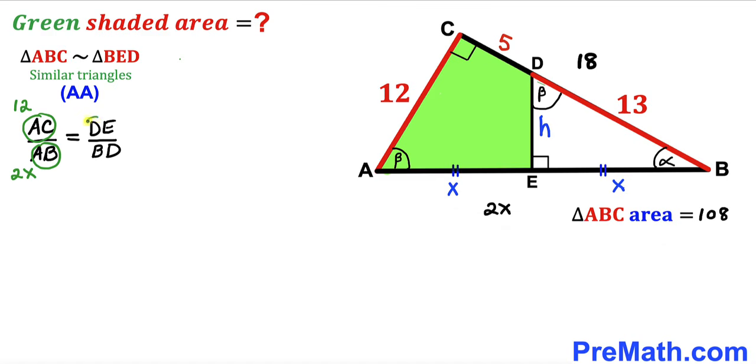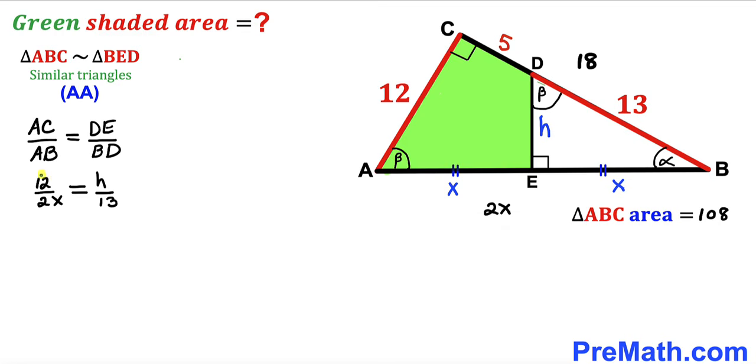Now let's focus on this DE, and we can see DE length is lowercase h. So I'm going to replace this one by lowercase h. And finally this BD length we can see is 13 units. So I'm going to replace this one by 13 over here. So therefore we can write 12 divided by 2x equals h divided by 13.